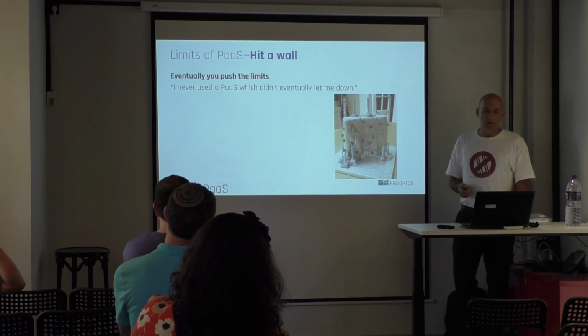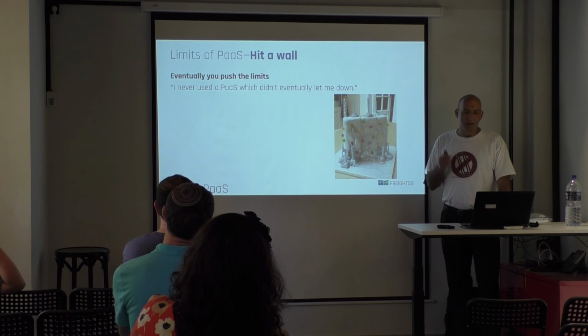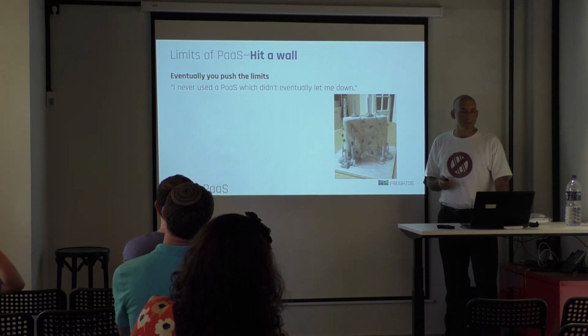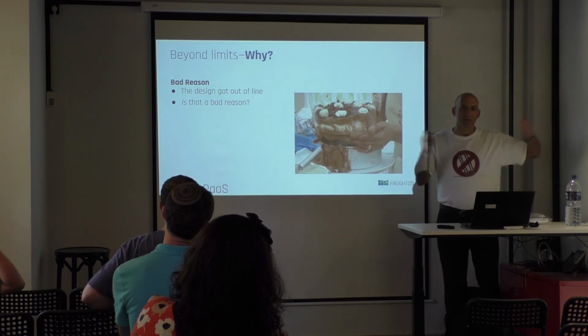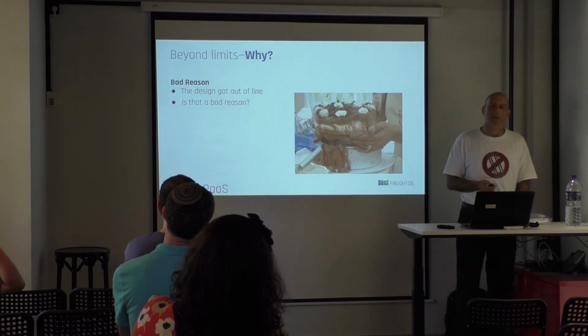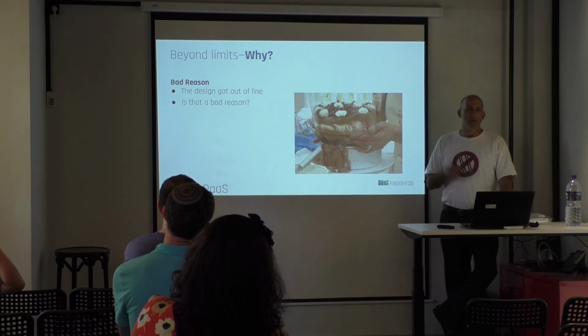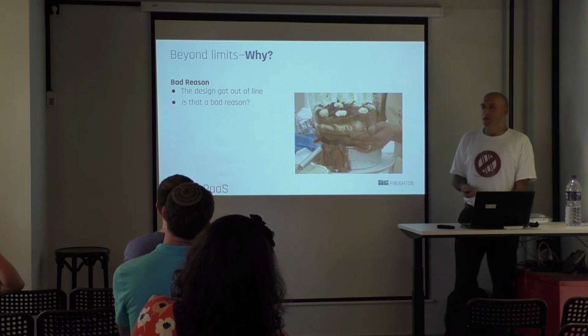But eventually you hit a wall. As one of the fine people at Google said, I never used a PaaS which didn't eventually let me down. Because you do push these limits. You need to use a binary. You need to access sockets. Why might you push the limits? Well, the first bad reason is your design got out of line. You started clogging up memory, holding huge data structures in memory, or your application is just so slow because you didn't optimize it. So it takes 61 seconds, bam. And you just, bad code, bad design. But you know what? Maybe that's not so bad. Maybe in your use case, your users can wait 61 seconds or more.